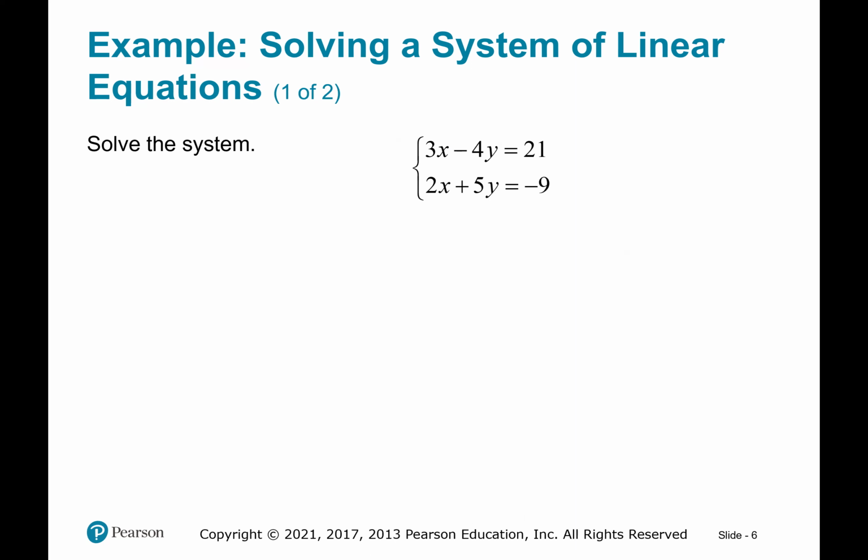And so what I'm looking for is the ordered pair (x, y) that satisfies both of those equations. So there is, hopefully, an ordered pair that satisfies 3x minus 4y equals 21 and 2x plus 5y equals -9. Hopefully there's some ordered pair that satisfies both of them. So how do I find that graphically? Well, I have to graph it.